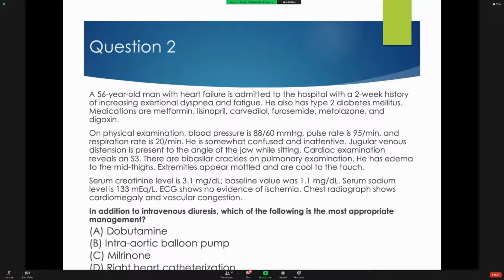Serum creatinine level is 3.1 mg/dL. Baseline value was 1.1 mg/dL. Serum sodium level is 133 mEq/L. ECG shows no evidence of ischemia. The chest radiograph shows cardiomegaly and vascular congestion. In addition to intravenous diuresis, which of the following is the most appropriate management?